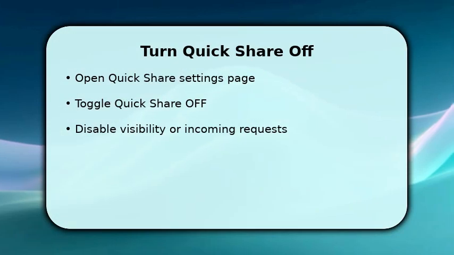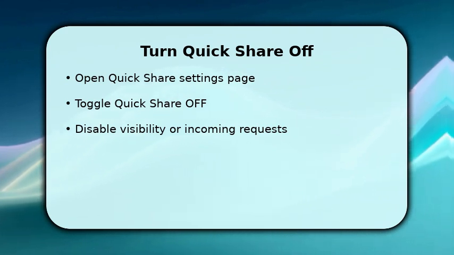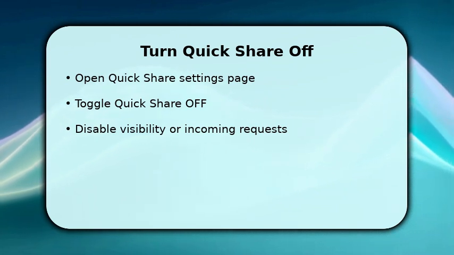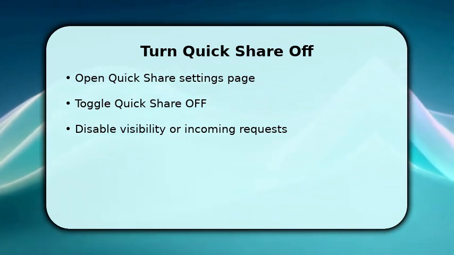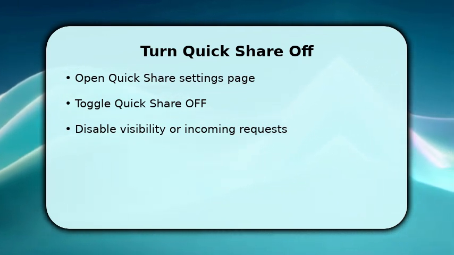You now open the QuickShare settings page and tap the main toggle to turn the service off. This stops new broadcasts from your phone. Next, make sure any visibility or incoming request options are disabled so strangers can't see your device. If there are paired or allowed devices listed, remove them to prevent automatic reconnects.